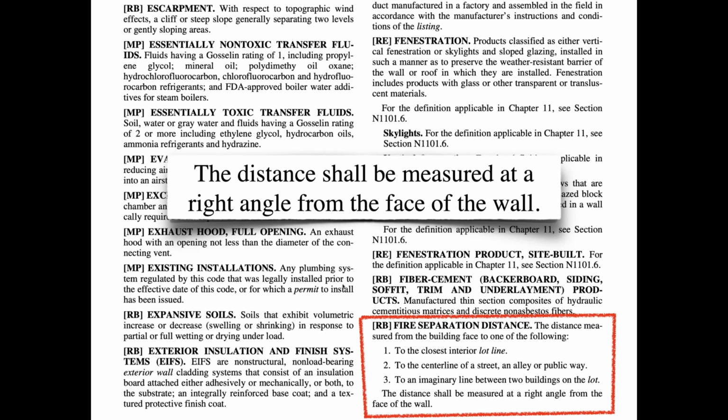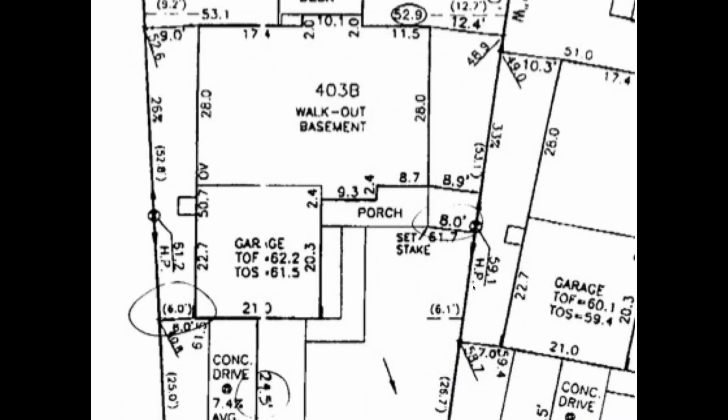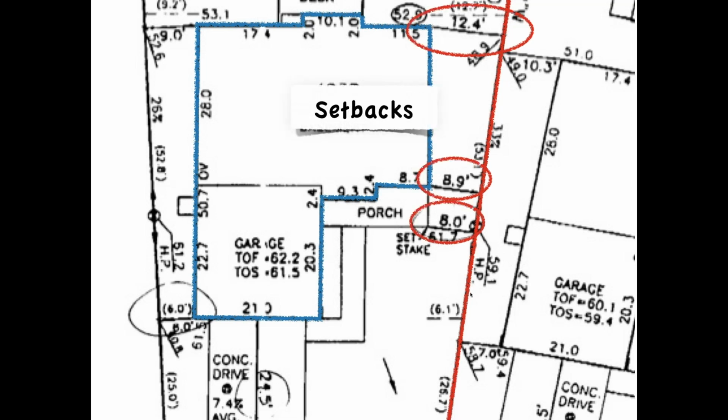Let's do the last little part of this definition. The distance shall be measured at a right angle from the face of the wall. I'm going to zoom in on this a little bit and get closer here. We got our property line running right down here, and we've got our exterior walls of the building looking like this. Now, if you look at these numbers right here, those aren't fire separation distance. Those numbers are setbacks, and we're back into planning and zoning worlds.